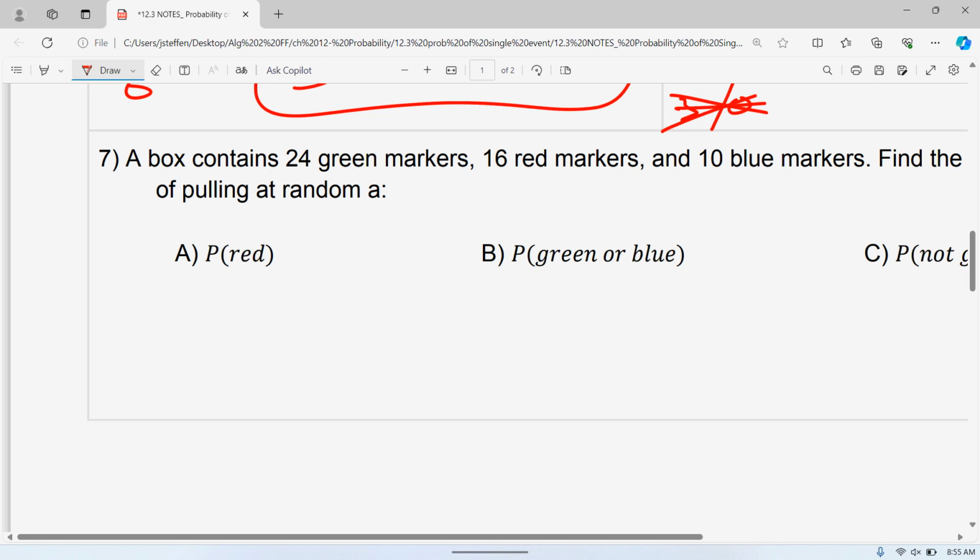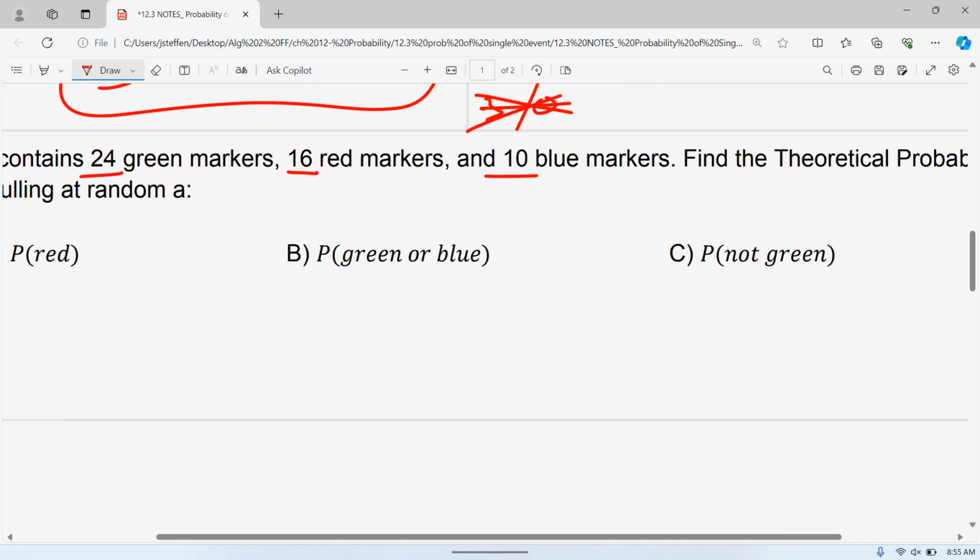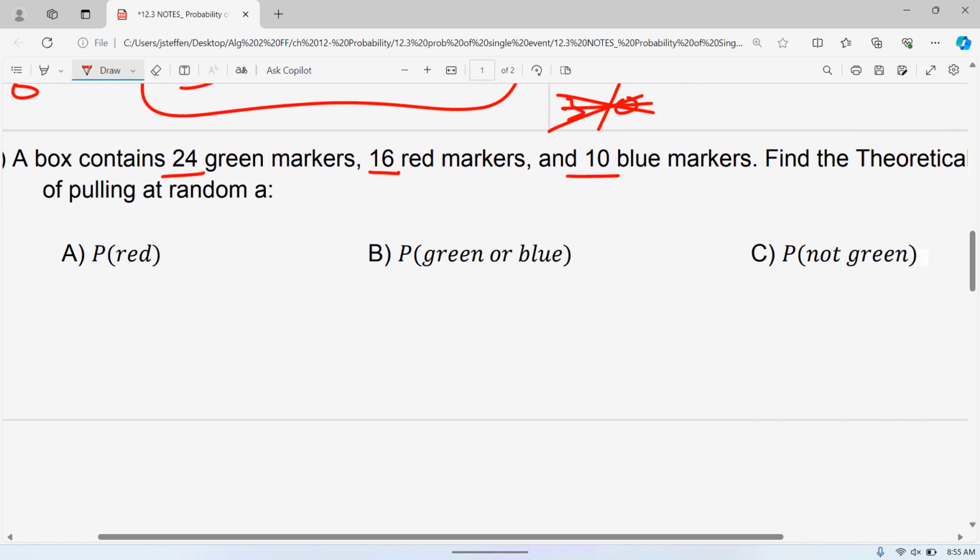The last type of problem is, again, one you guys have maybe done before. I talk about how many markers are in this box. So we have 24 green, 16 red, and 10 blue. Find the theoretical probability of pulling at random A, and over here, this notation where it says P and there it says red, that's the probability of choosing red. So that's not a permutation like we did yesterday. If it was permutation, you'd have a number in front and behind it. If it's just P and then has parentheses, that's saying what's the probability of red, what's the probability of green or blue, what's the probability of not green.